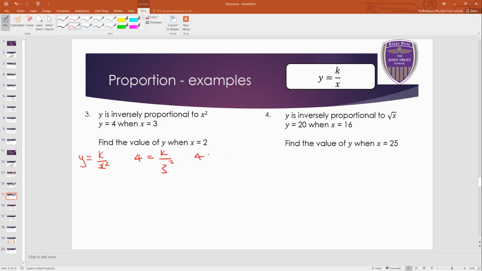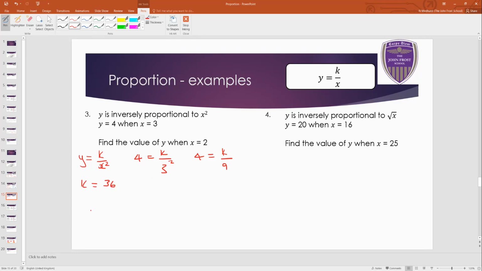So if I write that out again, 4 equals k over 9, because 3 squared is 9, isn't it? So to work out the constant of k, we're saying something divided by 9 equals 4. The opposite of dividing by 9 is to times. Okay, k must equal 4 times 9, which is 36.